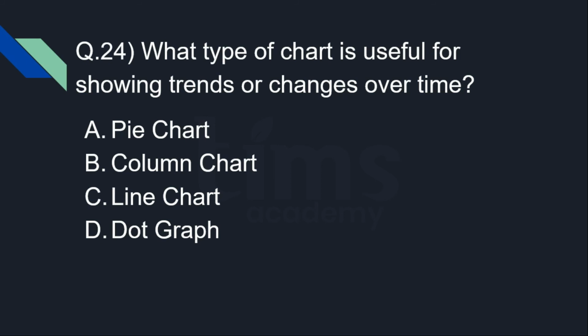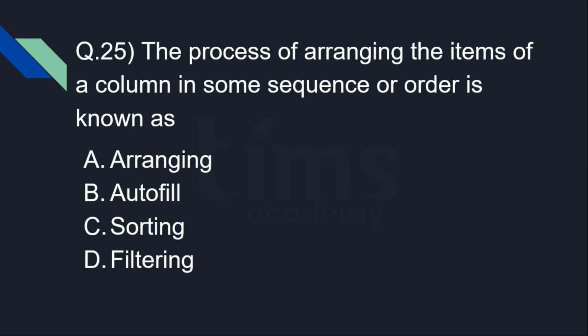Question number 24. What type of chart is useful for showing trends or changes over time? Option A, pie chart; option B, column chart; option C, line chart; option D, dot graph. The answer is option C, line chart.